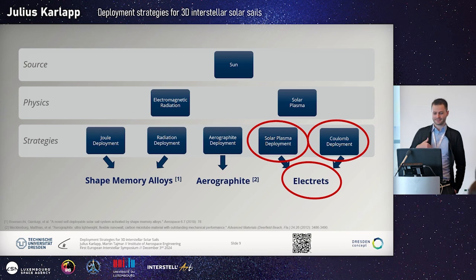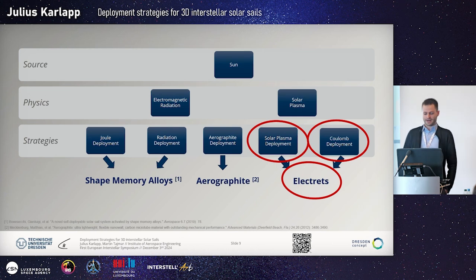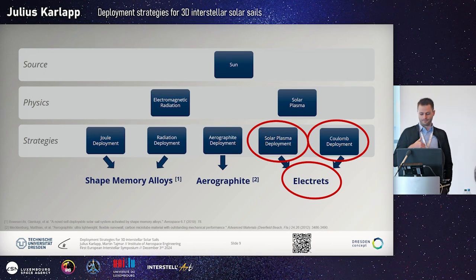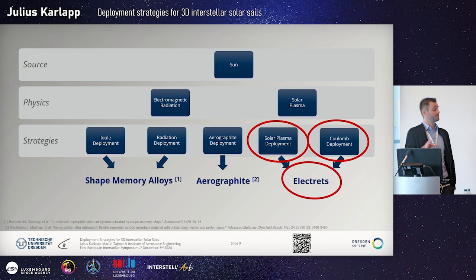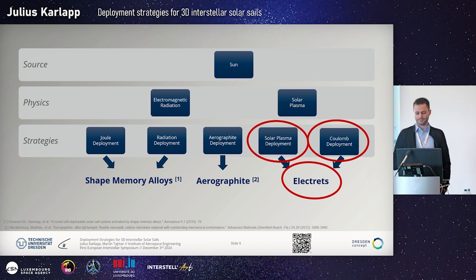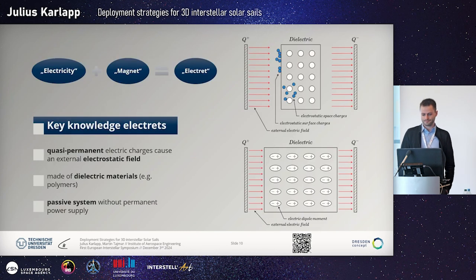The idea behind the solar plasma deployment, as you can see, and the Coulomb deployment, is to use equally charged electrodes distributed across the sail surface to use the Coulomb forces between them for deployment and stabilization.